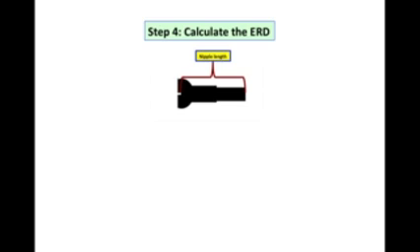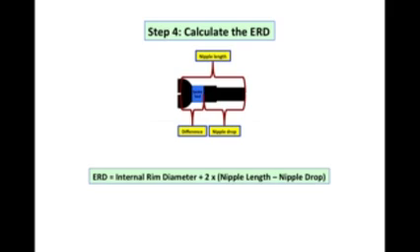So let's calculate the ERD. There's my nipple, and there's the nipple length from the bottom of the slot to the other end of the nipple. That's the spoke bed that the nipple has to go through. That's the nipple drop that sticks out into the rim, and that right there represents the difference between the nipple length and the nipple drop. My ERD is the internal rim diameter plus 2 times the nipple length minus the nipple drop, which is 2 times the difference.